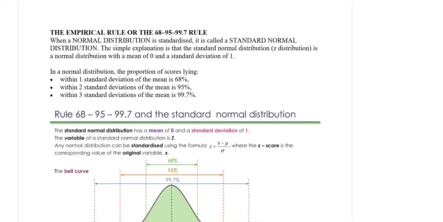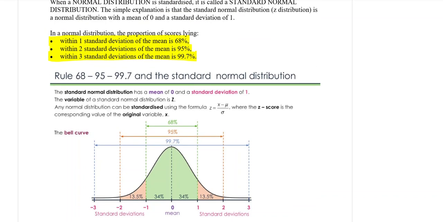In a normal distribution, the proportion of scores lying within 1 standard deviation of the mean is always 68%. 2 standard deviations from the mean is 95%, and 3 standard deviations from the mean is 99.7% of your data. I think there's something about this on your NESA study sheet as well, so you don't have to memorize it, but you're probably going to use it enough that you will know these numbers.